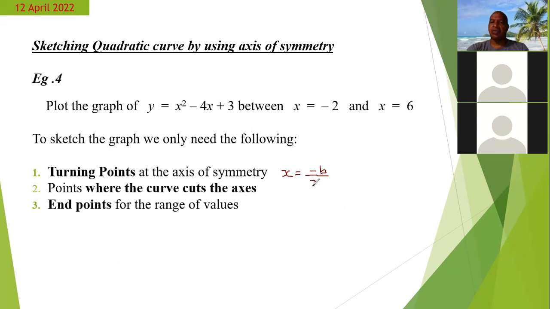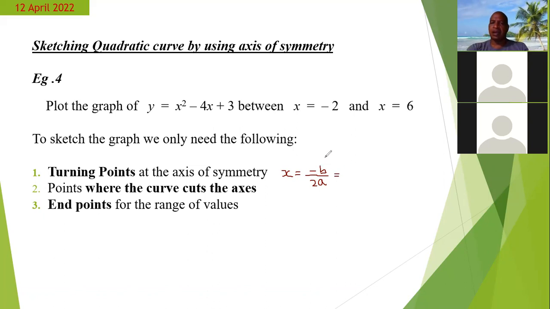All right, now from the equation that we have here, what would be the value for b? Remember, in the general form, the number in front of the x in the middle would be the b, and the number in front of the x squared would be the a, and the last number by itself, in this case 3, that would be c. So if we're using this formula, what values should we have in this formula?